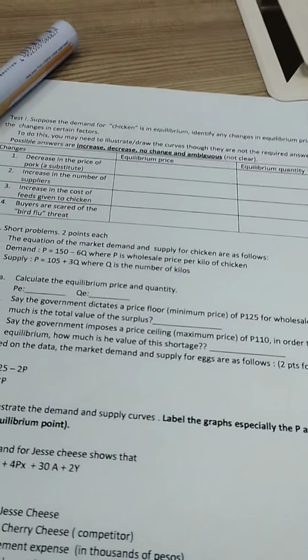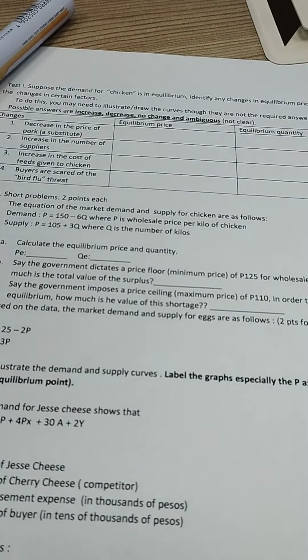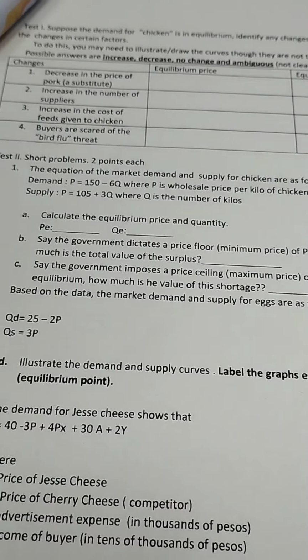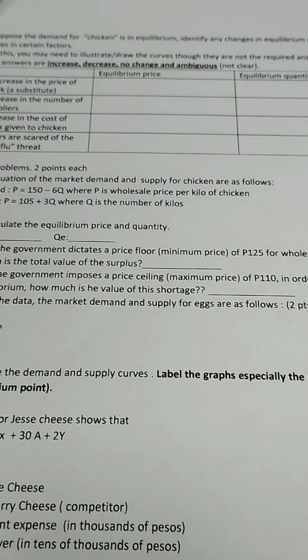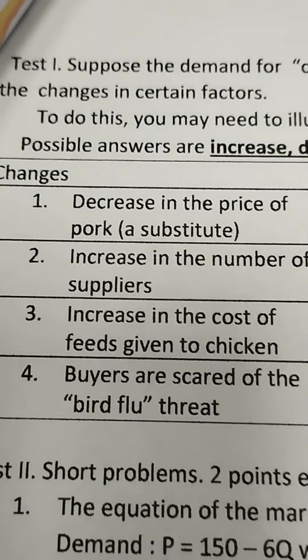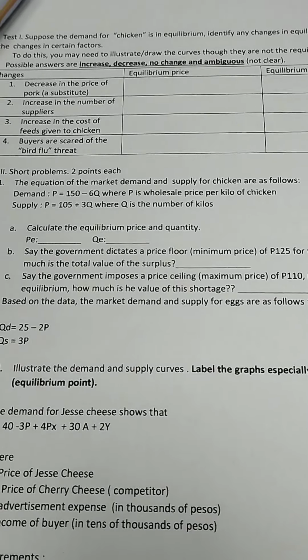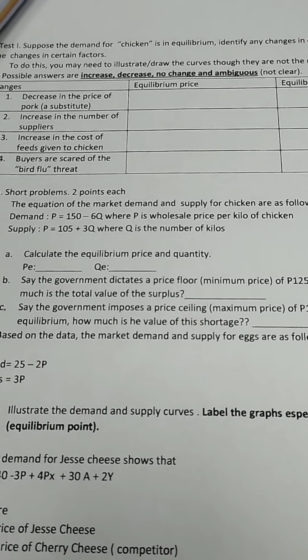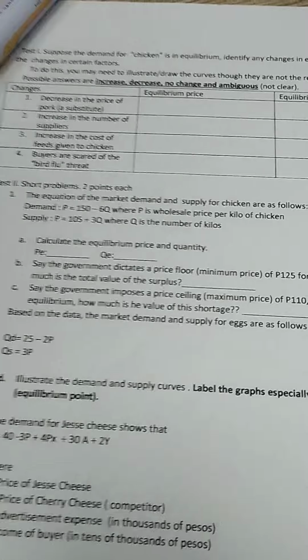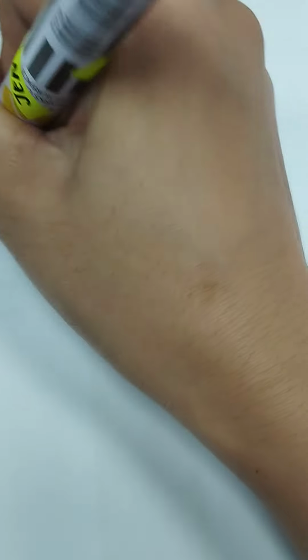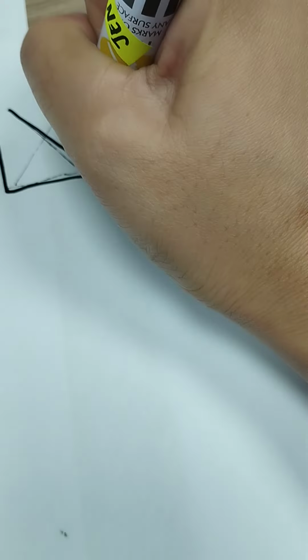Hello everyone, so this video is going to show you the answers to our test last time. For test 1, we are supposed to identify the changes in the equilibrium price or equilibrium quantity if these changes occur. Now the expected answers would be increase, decrease, no change, or ambiguous. Before we start answering, we have to draw our curves. Okay, so you have your demand curve and then your supply curve.